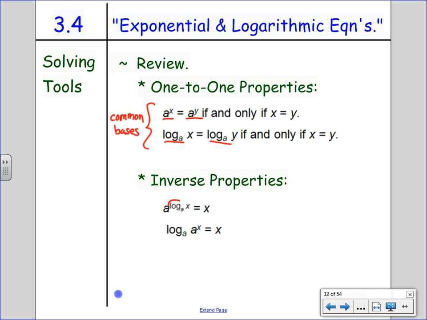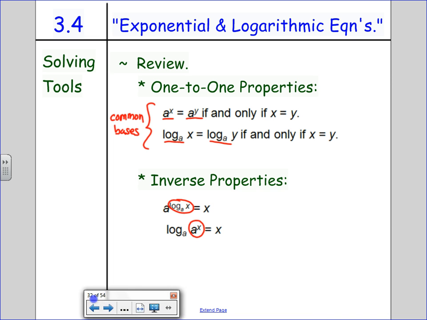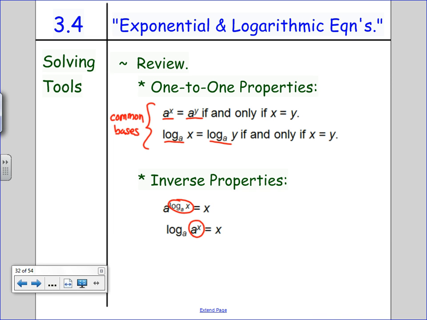if we have something like log base a of x, if I have a to the power of that, it reduces just to the argument, just to x. And similarly, if I have log base a of a, once again, common bases. But if I have log base a of a to the x, then I'm going to have just the argument again.